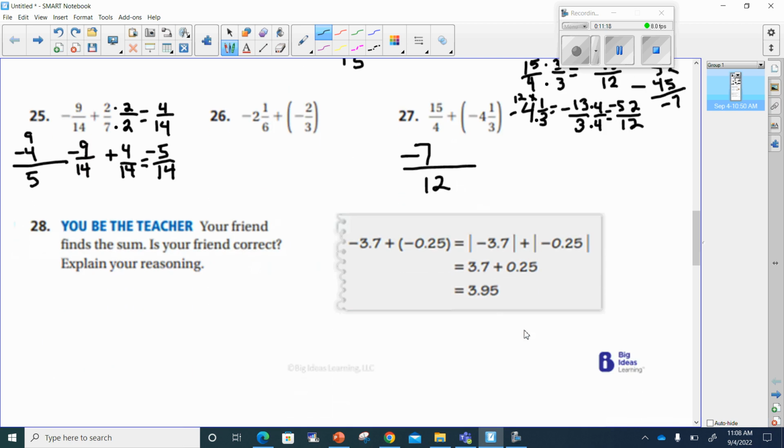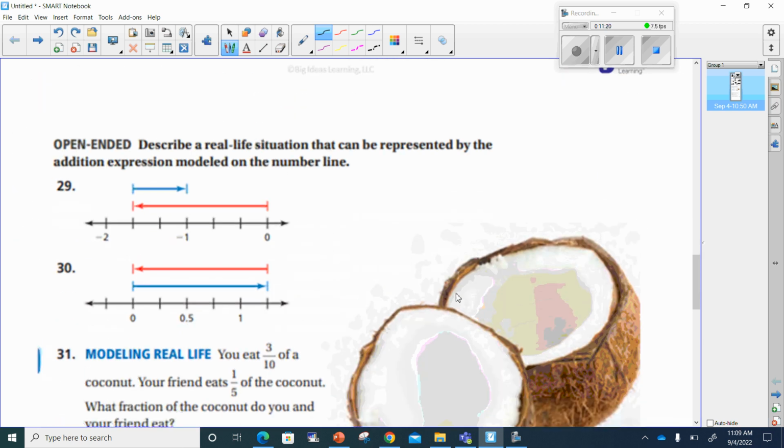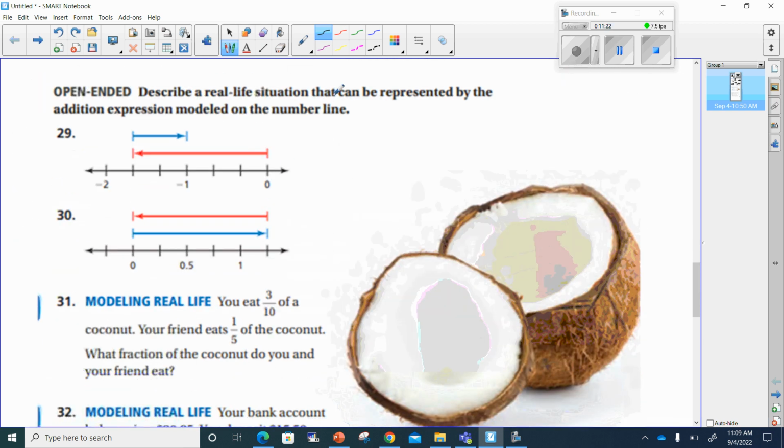All right, let's go on to number 29. Let's describe a real life situation that can be represented by the addition expression model on the number line here. To do this, I'm going to look carefully at how they broke up the numbers. I see there's 1, 2, 3 spaces before it gets to negative 1, and 1, 2, 3 before it gets to negative 2. They're dividing this into thirds.